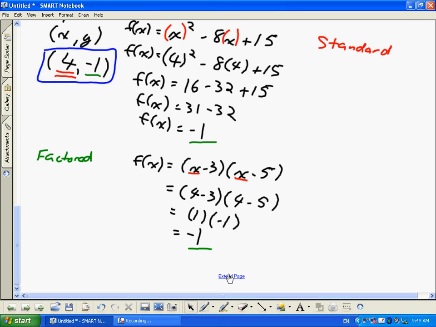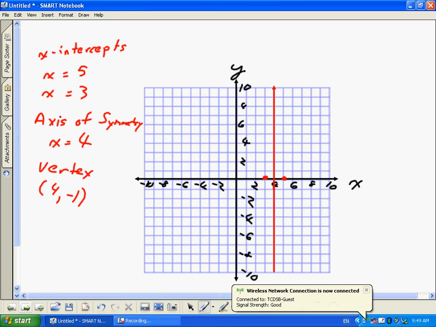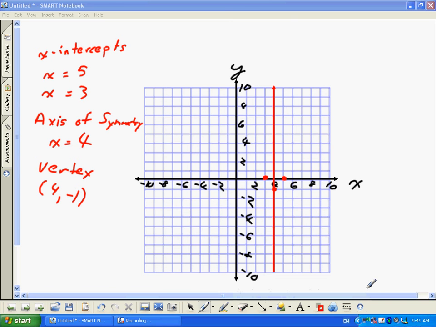So let's go back over to our graph and bring our vertex coordinate over. So our vertex was at 4 and negative 1. Well, it's right on the axis of symmetry, so no, that's right, and it's at negative 1. So it's right here. Well, now that I have those 3 points, I know this is a parabola that's going to open upwards, because it has to go from here, and it has to go from here. So I know it's going to open upwards.